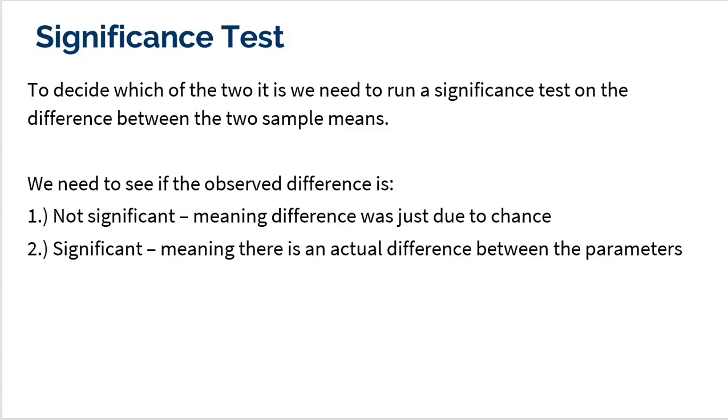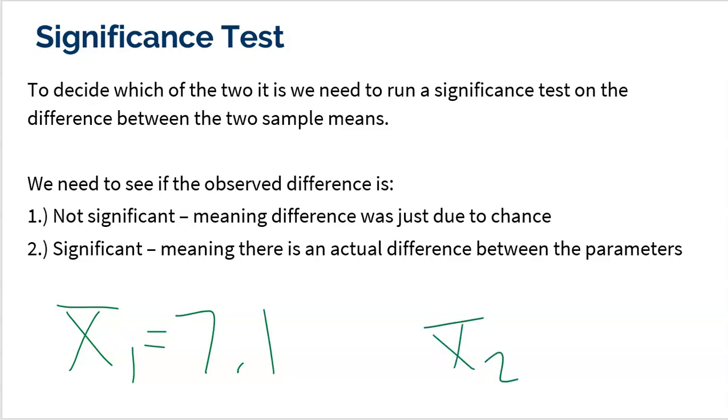Now, let me give you a really simplistic idea of this, just so you understand. Let's say our first mean from our first sample drawn from our first population is 7.1. And let's say the mean from the second sample drawn from the second population is 8.0. That's a difference of 0.9, and that's what we are going to explore. Is that difference of 0.9 significant or not?